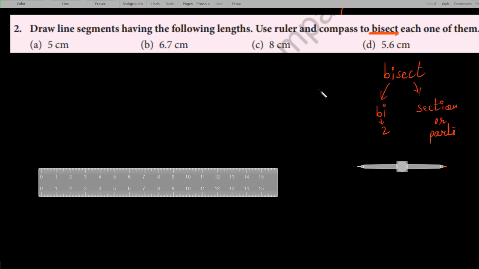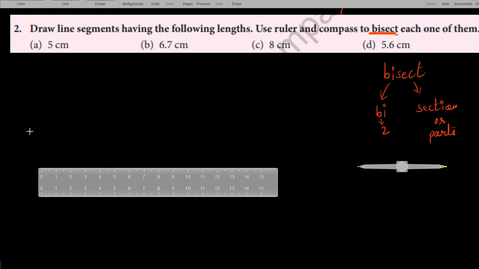As I told you children, the word bisection here means it is made up of two words. One is bi and the other word is sect. Bi means two and sect means section or part. So we have to divide here a line segment of the given length, and we have to divide that line segment into two equal parts. So bisecting a line segment means dividing the line segment into two equal parts.